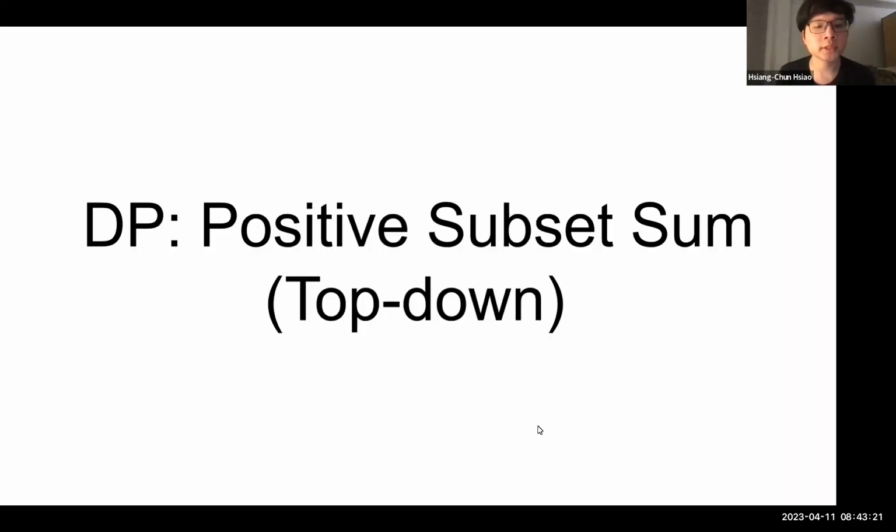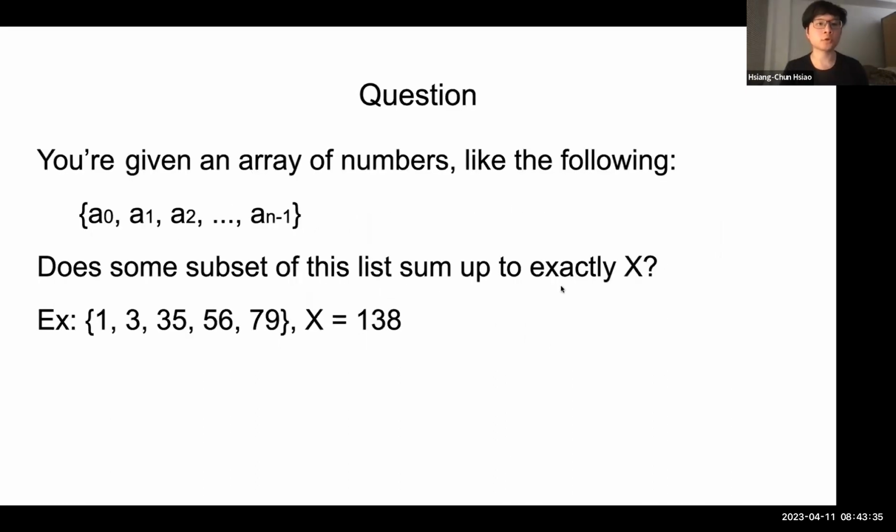Hello, today we're going to talk about how to solve the problem of positive subset sum in recursion or in dynamic programming in top-down solution. Okay, so the question is, you're given an array of numbers like the following: A0, A1, A2 till A(n-1). Does some subset of this list sum up to exactly X?